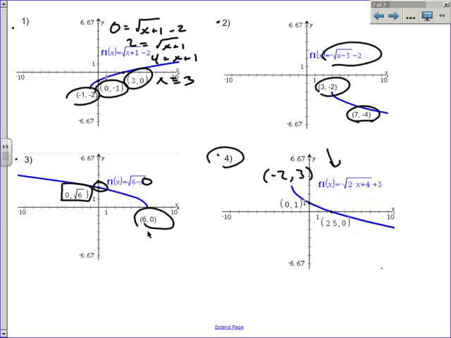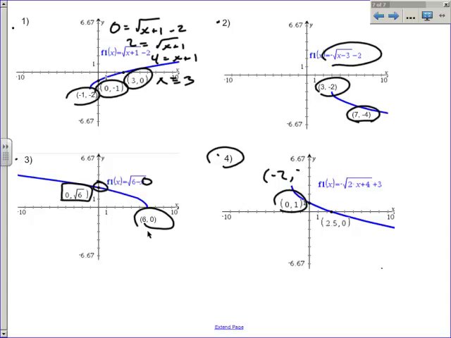I can find my y-intercept by setting x equal to 0. 2 times 0 is 0, plus 4 is 4. Square root of 4 is 2. I've got a negative out front. Negative 2 plus 3 is 1. So I have a y-intercept at 0, 1.